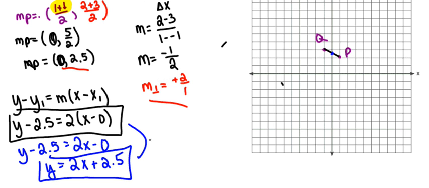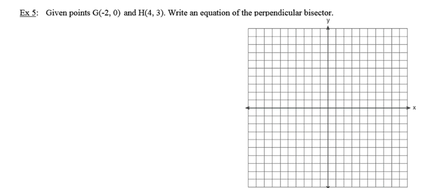So again, it's a personal preference. If you prefer the equation written in black ink, that's perfectly acceptable. If you prefer the one that's written in blue, that's just as good. All right, at this point, if you're ready, go ahead and do example number 5 on your own. Write that equation of the perpendicular bisector.